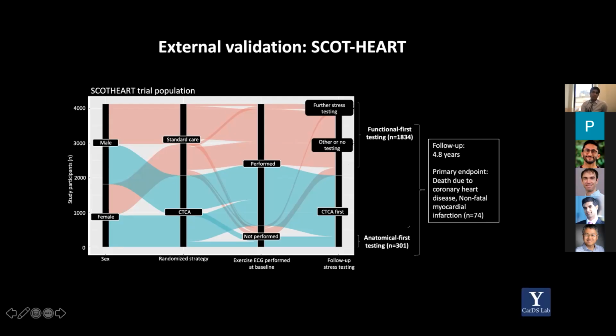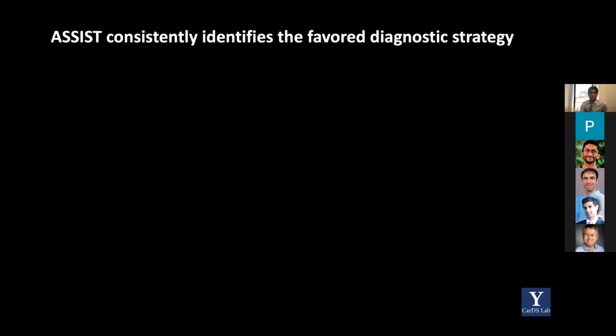But nevertheless, it was a population where at least the allocation of the diagnostic test wasn't biased with clinical care. And the outcome studied in this population was death due to coronary heart disease and non-fatal MI, which was a rarer outcome, but we still used it as the primary outcome because we felt it was the most robustly obtained outcome in the trial.